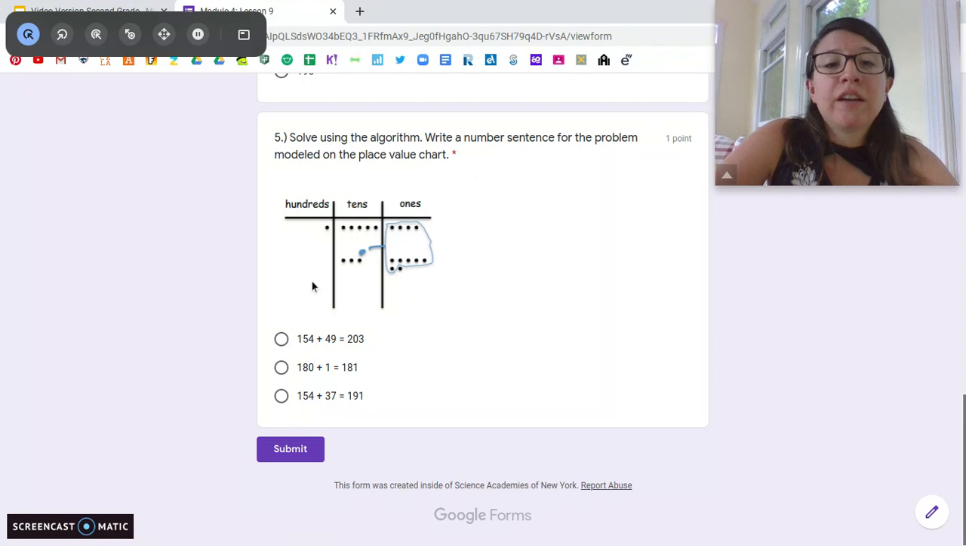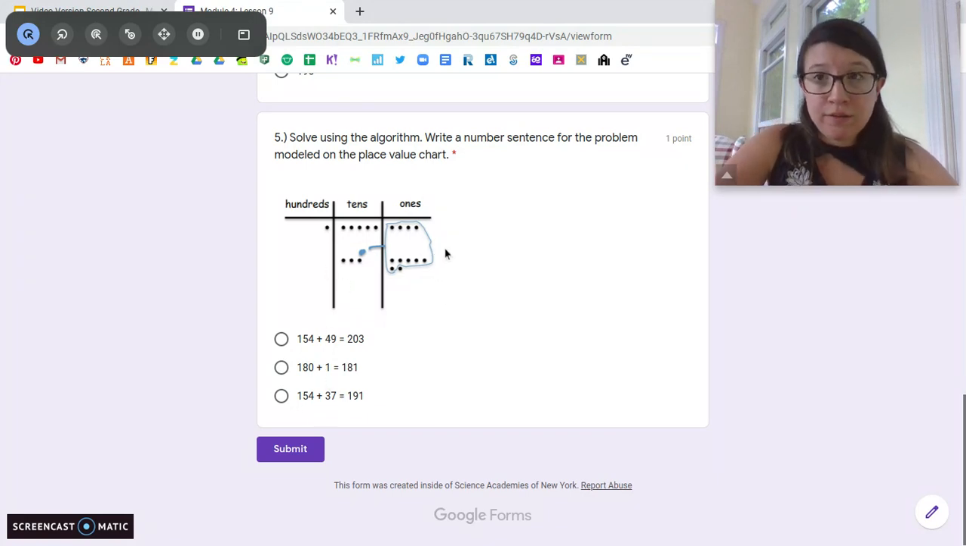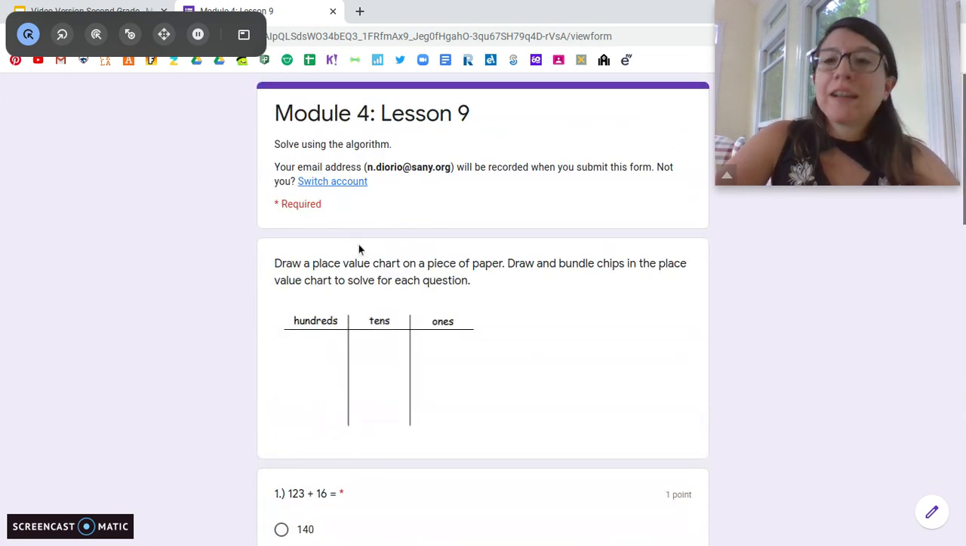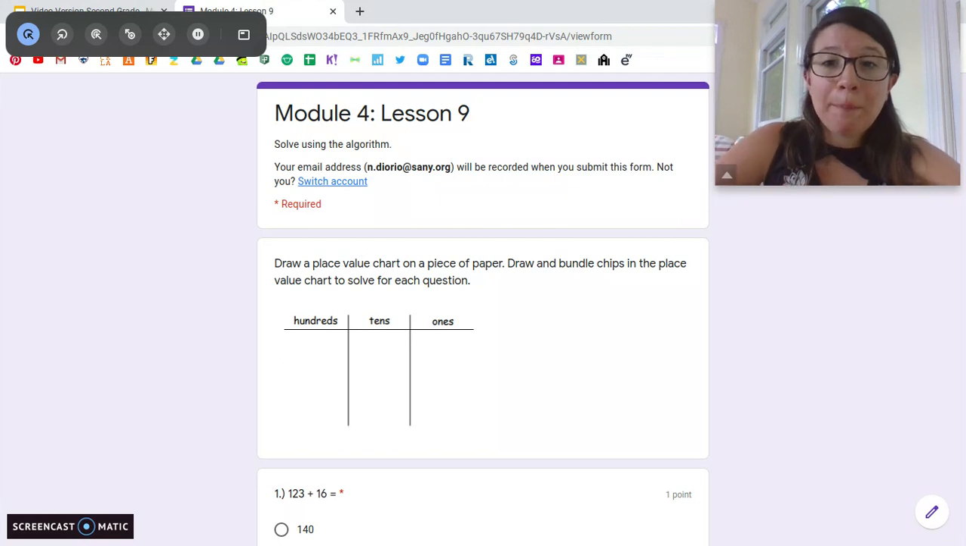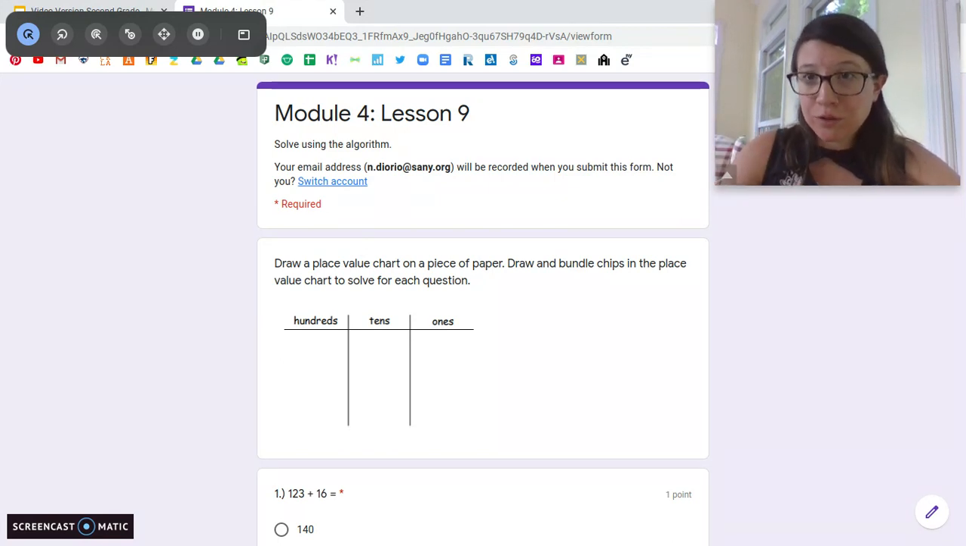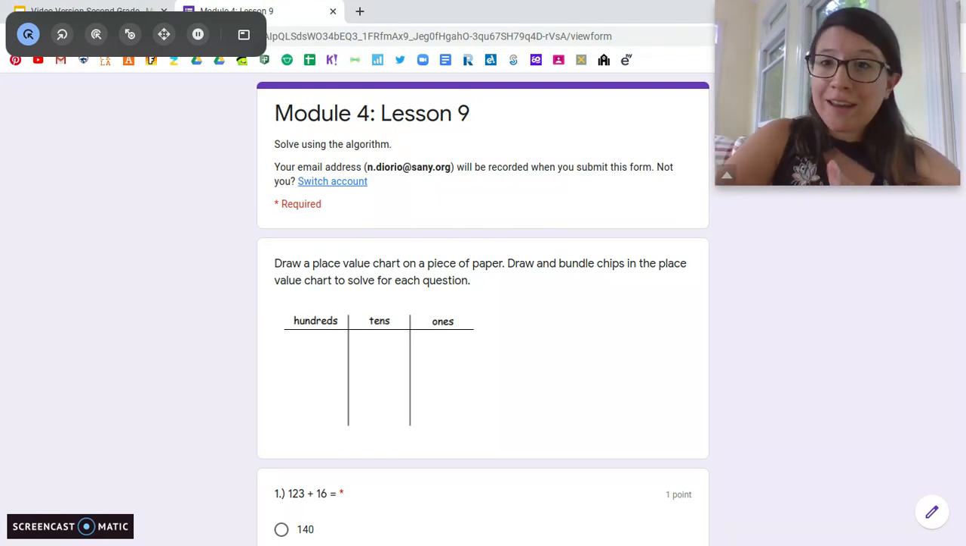And then this last one here, I drew a little hundreds, tens, ones chart. This top number is your first number. This bottom number is your second number. I want you to tell me which one of these number sentences is best shown with this place value chart. Okay? Excellent job today. Make sure you do all your work on your place value chart, and I will see you guys tomorrow.